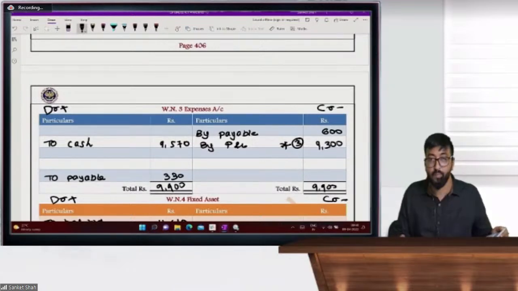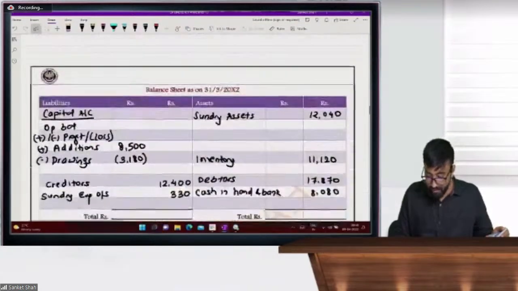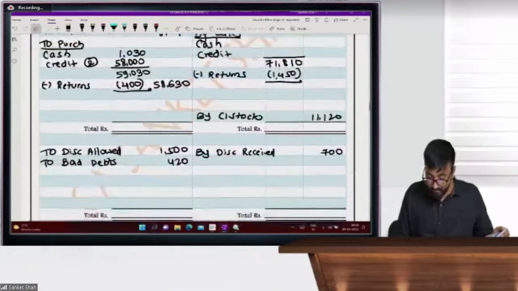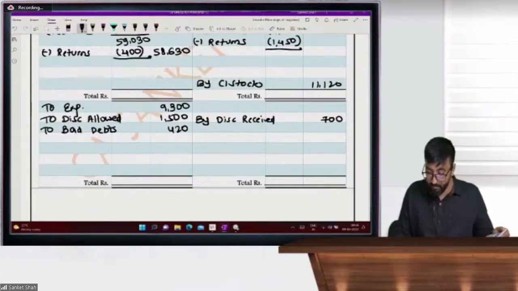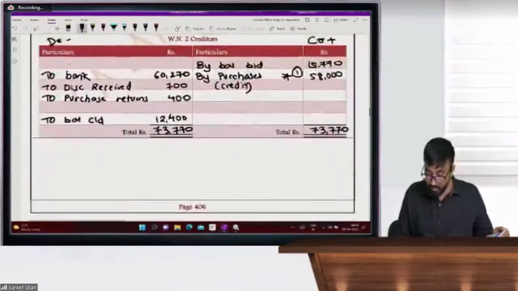9,300. सेकंड इफेक्ट किधर देना है? पी एंड एलच्या डेबिटला. फर्स्ट लाइन टू एक्सपेंस 9,000 कितना 300. नंबर 4, नंबरिंग दे रहा है क्या?